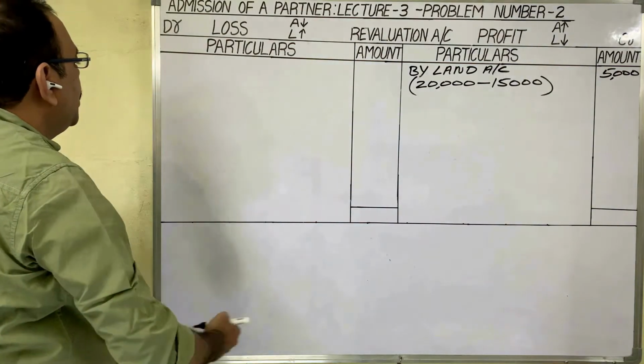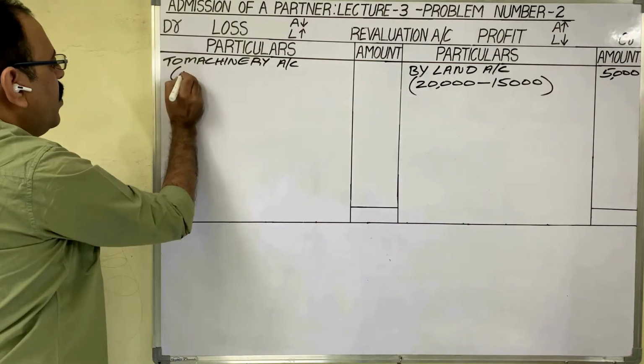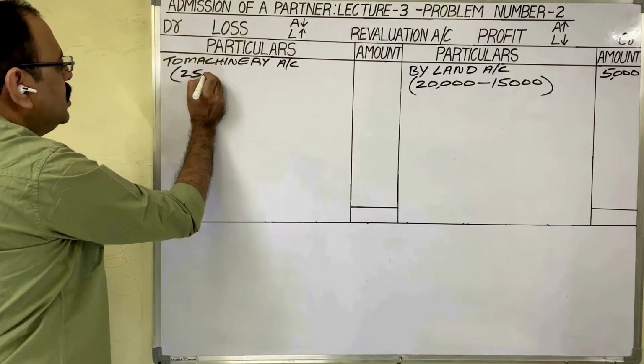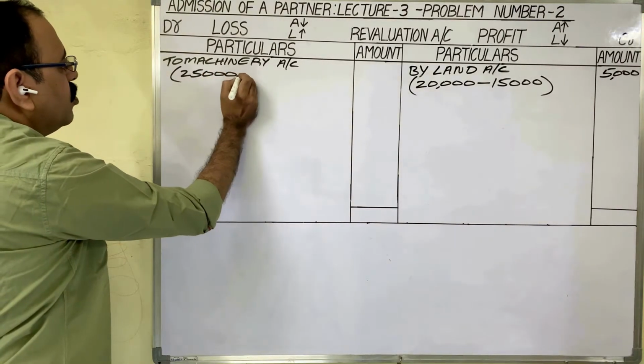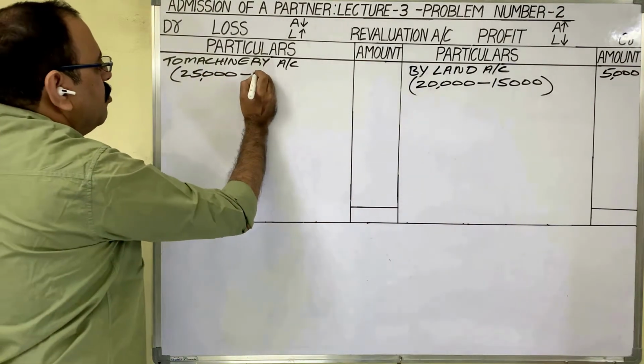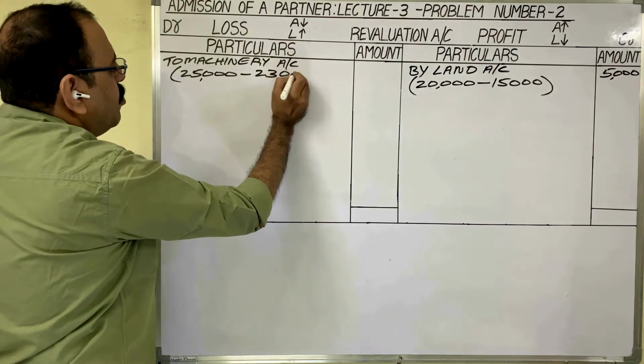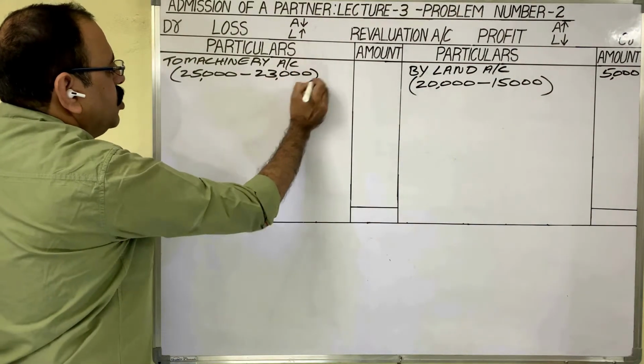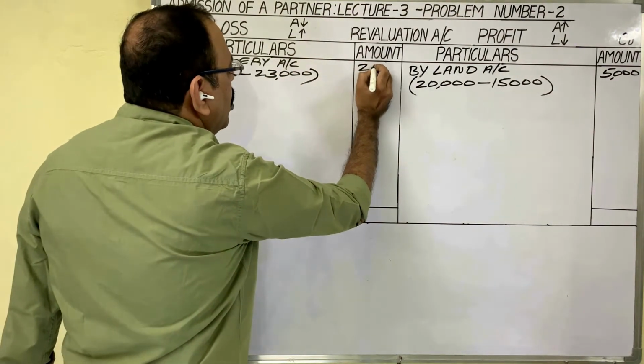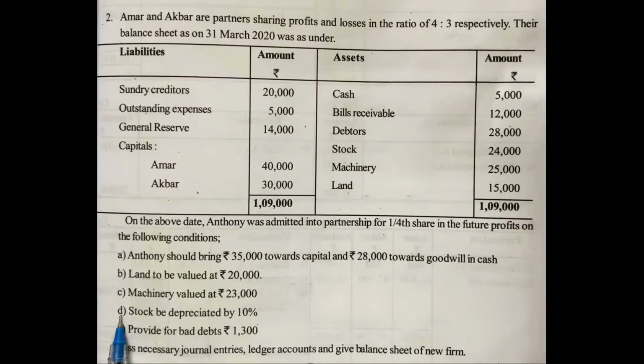2. Machinery account. Book value 25,000 rupees. Old balance sheet value 25,000 rupees minus market price 23,000 rupees. In amount column, 2,000. Debit.